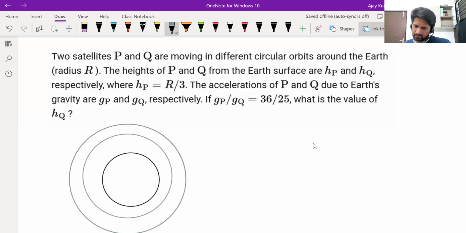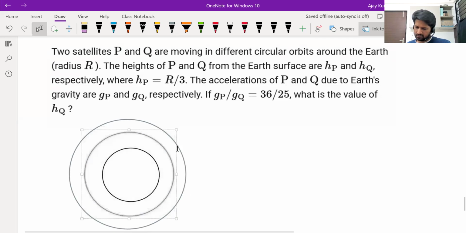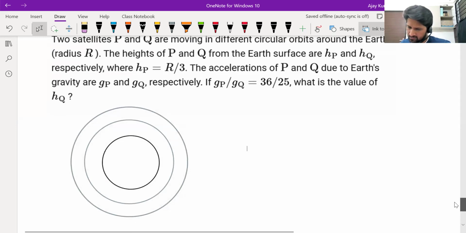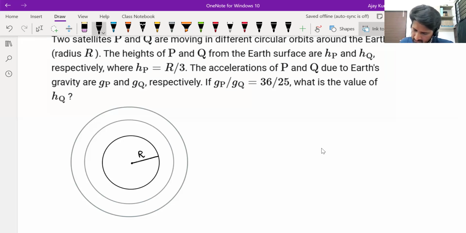They said there are two satellites revolving in different circular orbits. Just visualize what is happening. The height of one orbit is given as R by 3. The height of the other orbit is not given. The planet radius is R. Let this be the orbit P and let this be Q. Then this height is R by 3. They are asking how much the other height is. So basically you need the other orbit radius, and from that you can tell the height.